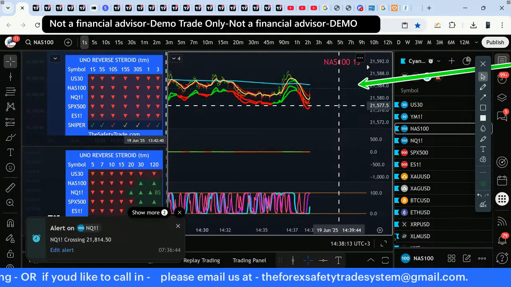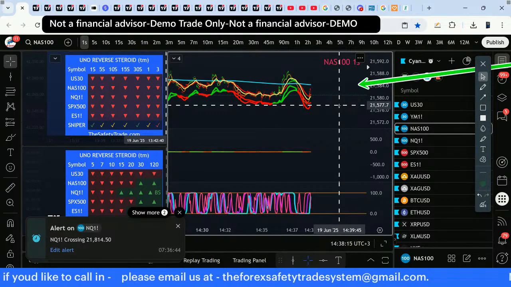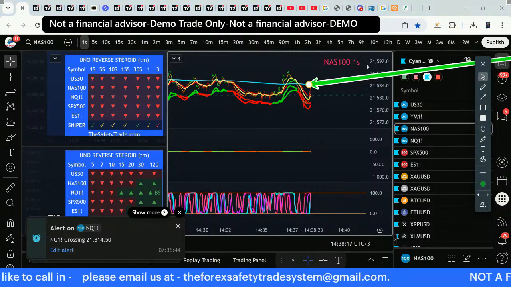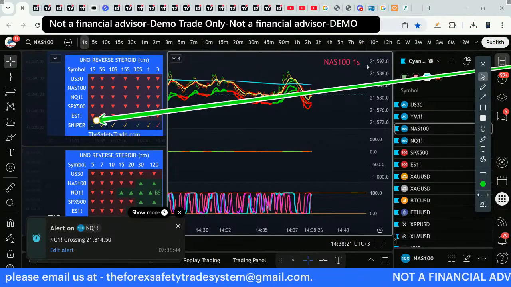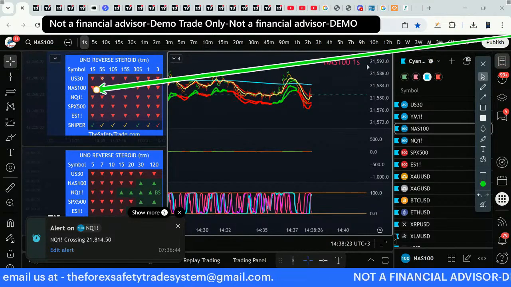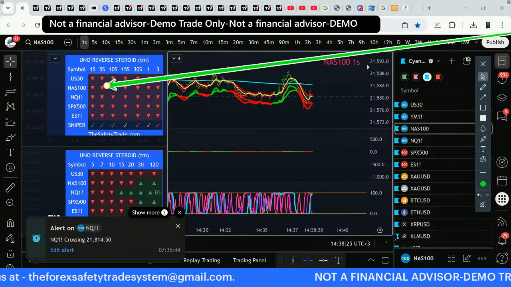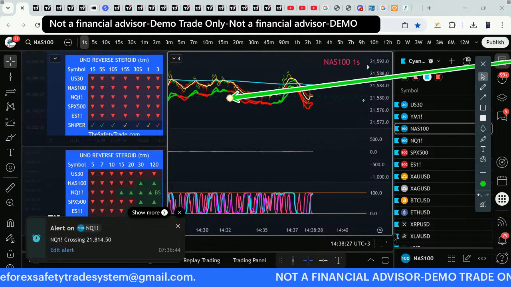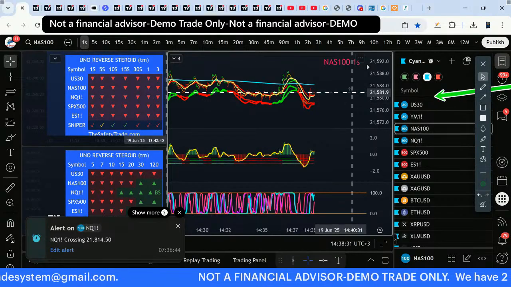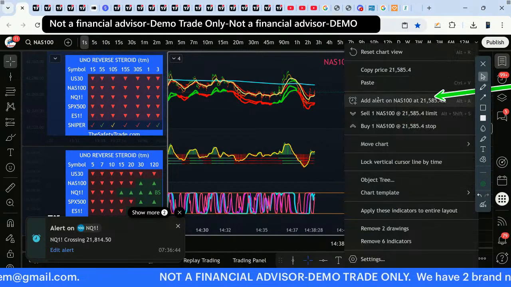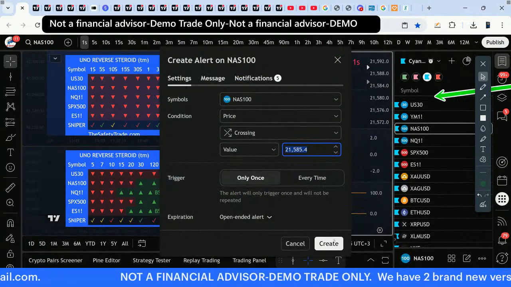Again, we'll wait. You've got to be patient. The logic behind the Uno reverse will wait for us and tell us the first time frame has changed on all these. Then we'll see the 5 seconds and we'll start clicking in. But nonetheless, I like jumping the gun early, so I'm going to go ahead and call it again. 1 second buy stop for NAS and all the rest of them to their respective blue lines.